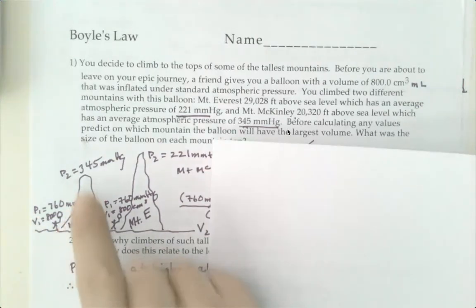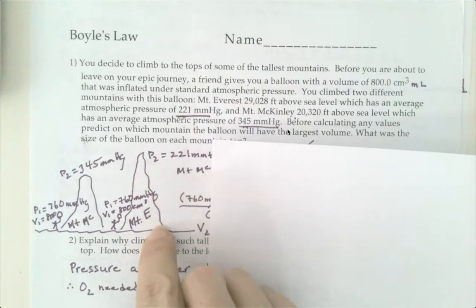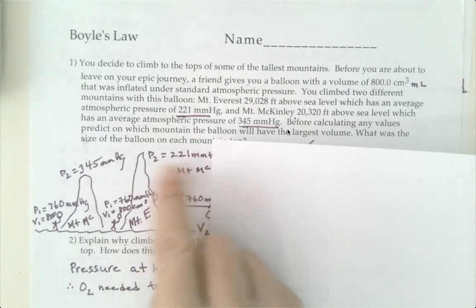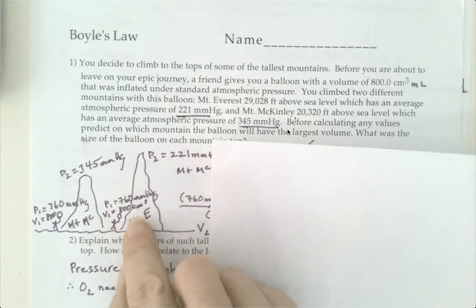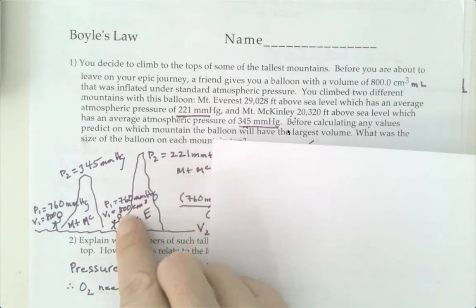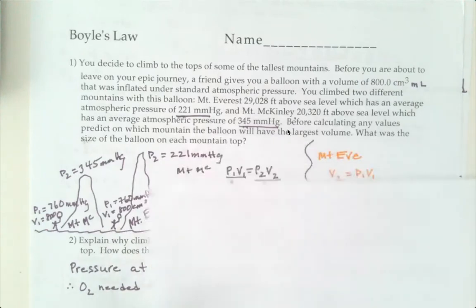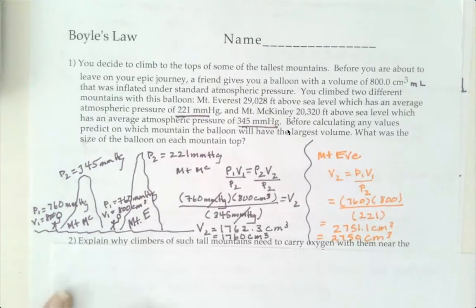I'm going to go to the top of each mountain. We notice that the higher in altitude you go, the lower the atmospheric pressure, hence why Mount Everest has a lower pressure than Mount McKinley. So I would project based on Boyle's law, knowing that volume and pressure are inversely proportional, because the pressure drops more greatly at the top of Mount Everest, that the volume here will be a lot greater. Then what you do is you use Boyle's law formulas to calculate those values.